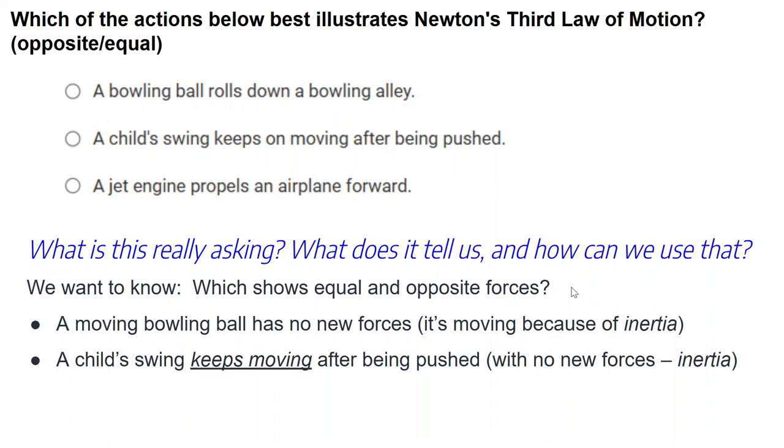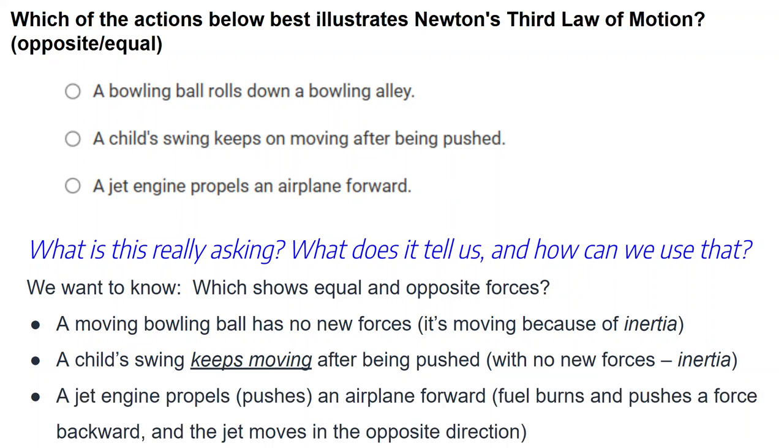A child's swing keeps moving after being pushed. It has no new forces. It was pushed and then maybe somebody walked away. It's still swinging. It has inertia. So inertia, of course, is the first law of motion. Those are both showing examples of the first law of motion. That leaves us with our third one.